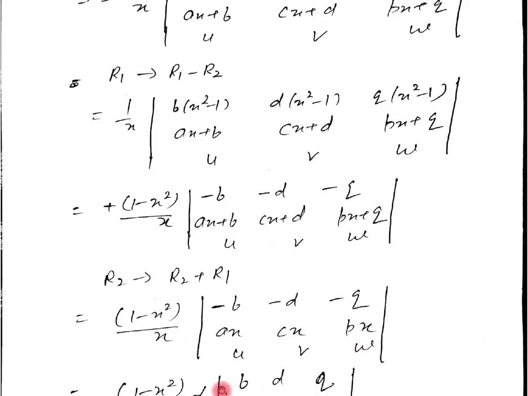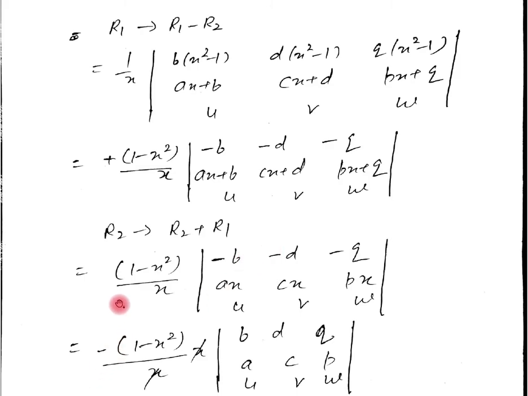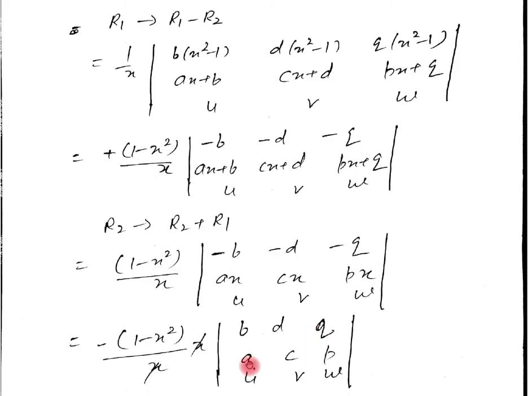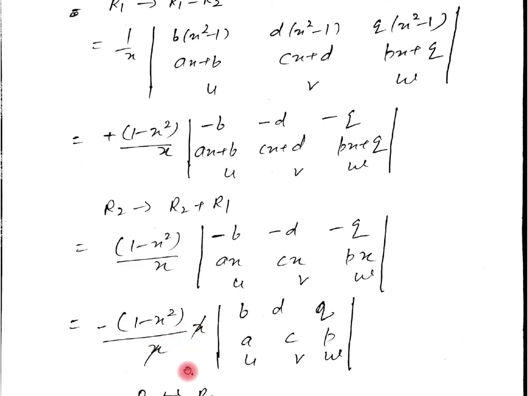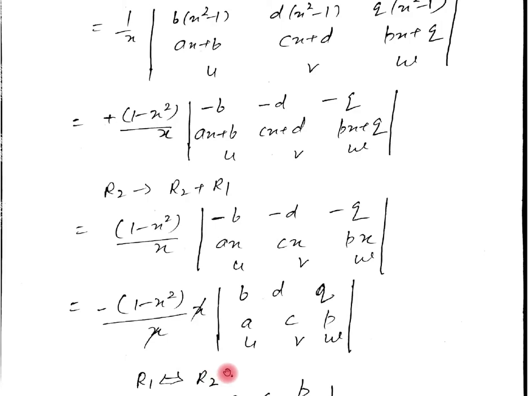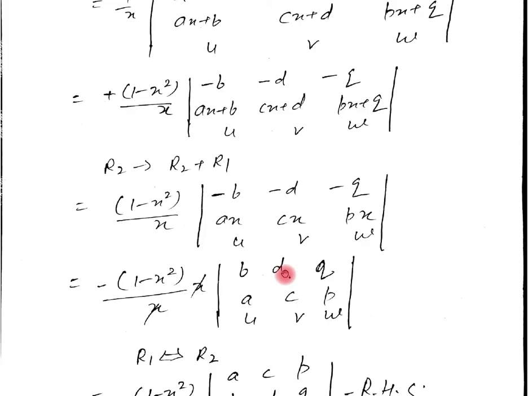Now we can easily take it out. Then this minus can be taken out, and 1 minus x square upon x remains as it is. Now from the second row we can take x common. We are left with b, d, q, and here we get a, c, p and u, v, w. Now this x will be cancelled out, and the determinant on the right hand side that is given, we get when we interchange these two rows. Then we get the determinant given on the right hand side in the question.